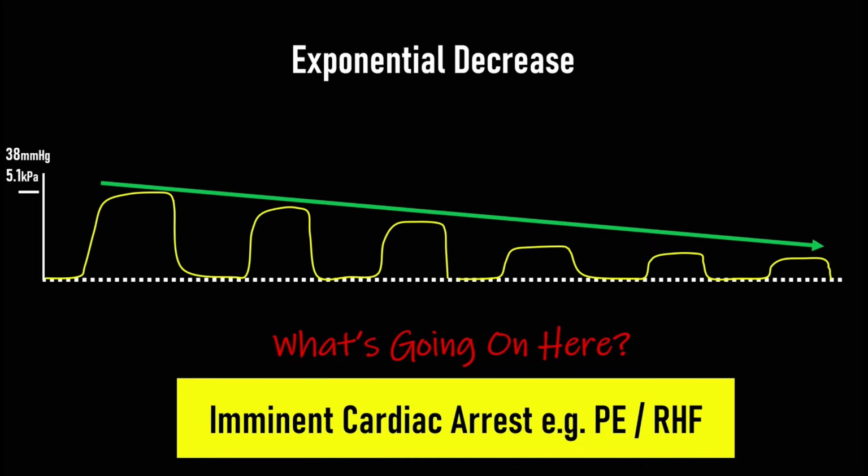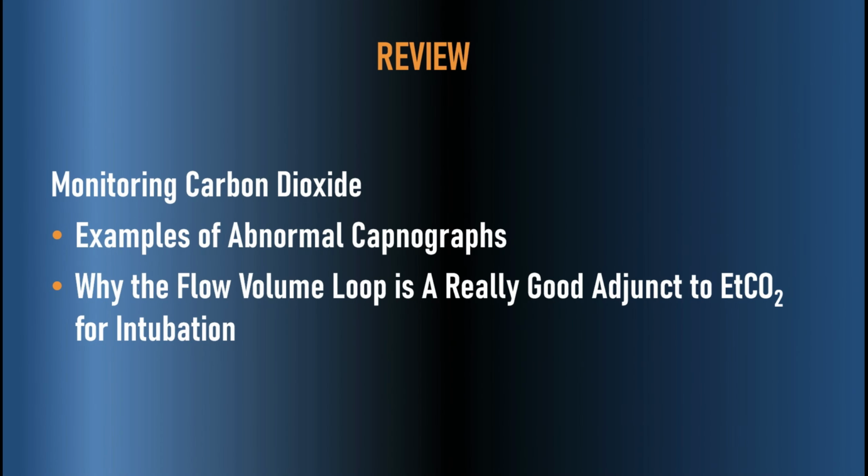Now let's review this tutorial. This was the third tutorial on monitoring carbon dioxide that looked at some advanced capnograph traces. I showed you lots of traces that are abnormal, and I explained that if you have no trace on the capnograph but you have a flow volume loop, then there is a problem with your equipment, not a problem with your intubation or your patient. Then we looked at airway obstruction, emphysema, and ultimately impending cardiac arrest.